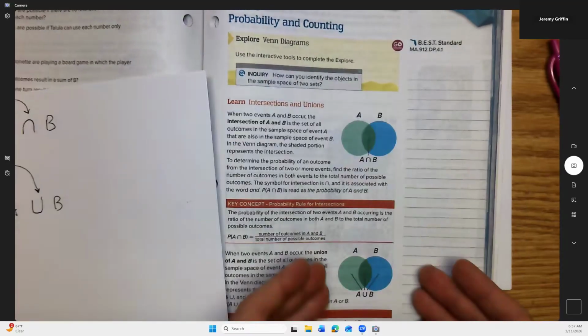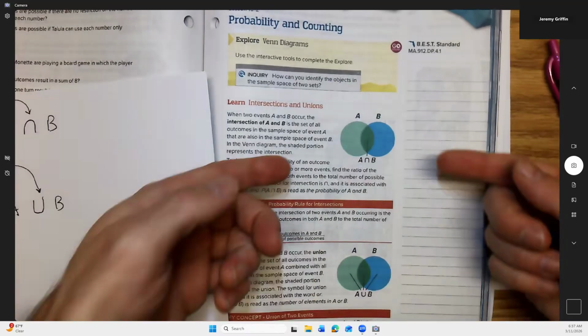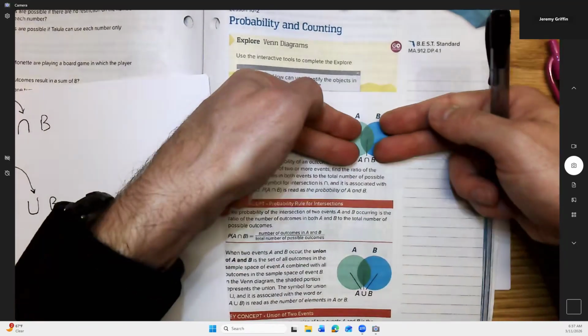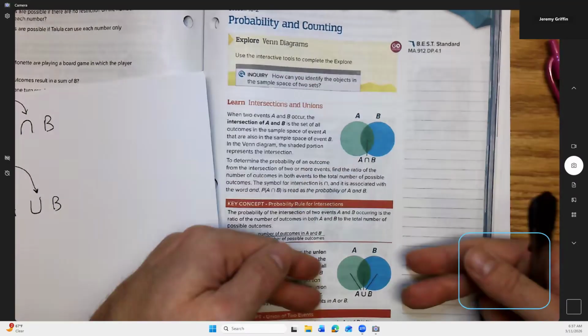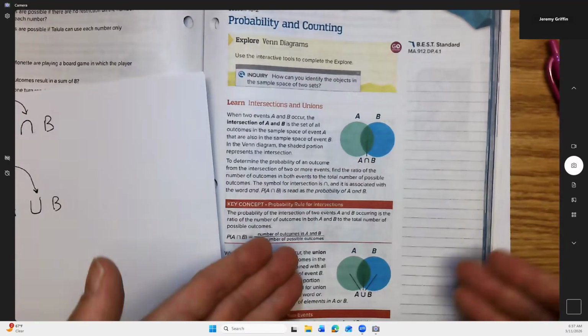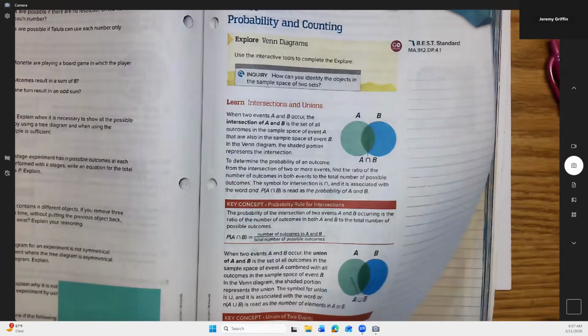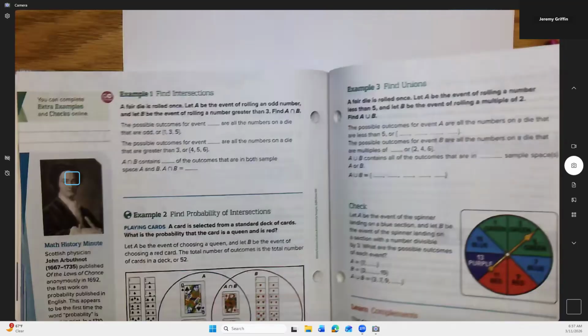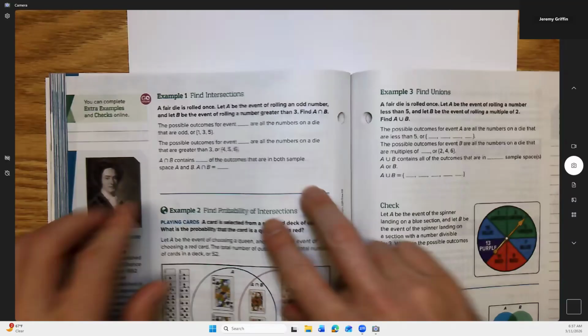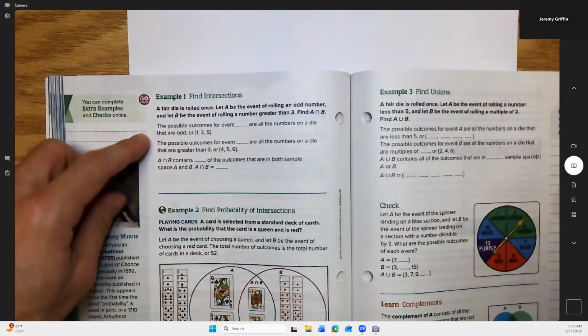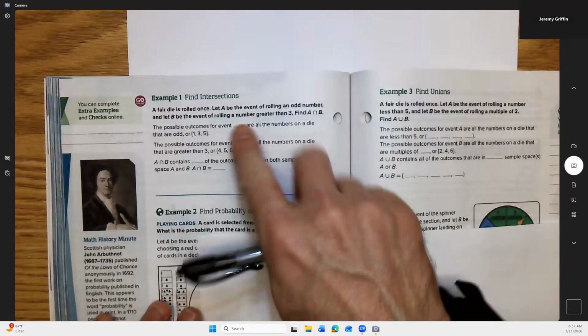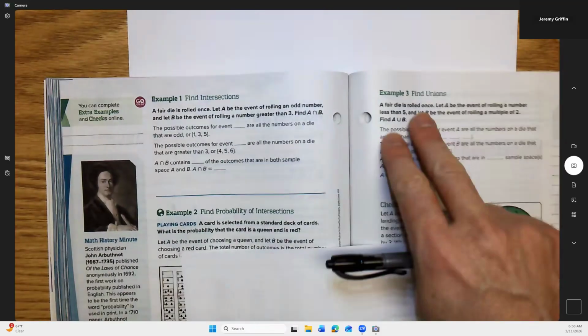And the Venn diagram would represent all the possibilities here. Again, the intersection is just this part where they overlap, and the union could be everything that's possible in either circle. Count both. So let's look at a more concrete example of that. Examples 1 and 2 are intersections and example 3 is a union.